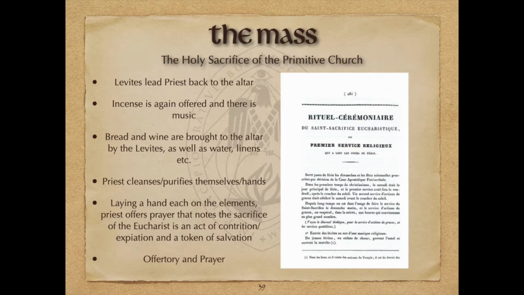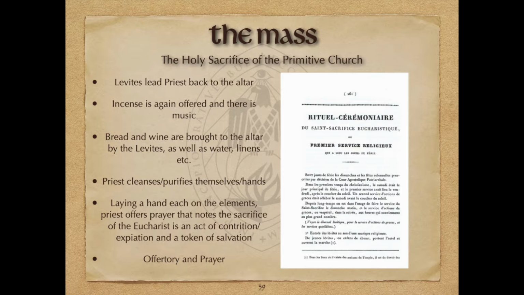in the pews. So the priest then cleanses and purifies themselves and their hands, which is also similar to most Eucharists that you find at that time and in the present day. And then they lay a hand on each one of the elements, that is the bread and the wine, and offer prayer to note that the sacrifice of the Eucharist is an act of contrition or expiation and a token of salvation, so that the Eucharist itself, in addition to being a temple-type offering or holocaust, as they describe it, for the maintenance of the divine law, is also an act of contrition and salvation.